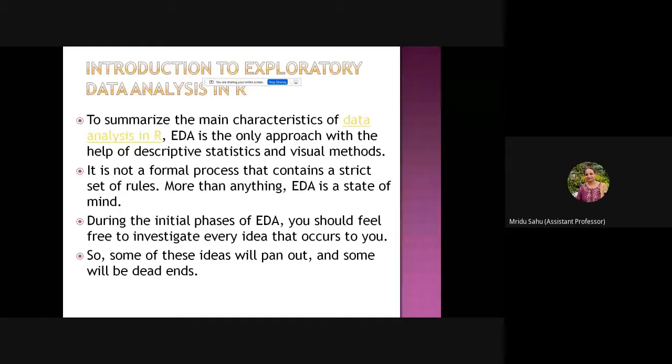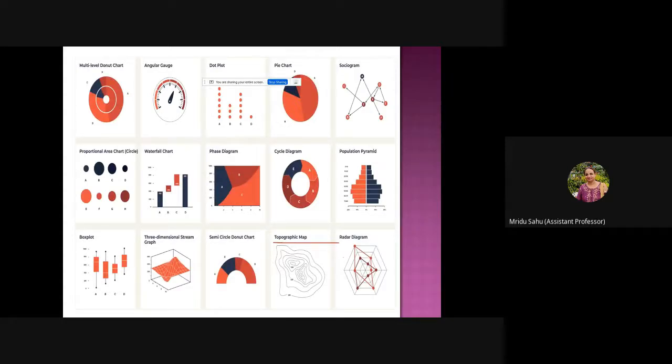Okay, so this is the way of representing the data. We have mostly done 2D plots. But the 2D plot is not the only way of visualizing the data. We have multiple options for visualizing things. The first ones are a multi-level donut chart, angular plot, dot plot, pie chart, sociograms, proportional analysis, waterfall chart, phase diagram, cycle diagram, population parameters, then radar diagrams, topographic map, semicircle, three-dimensional stream, and the box plot.